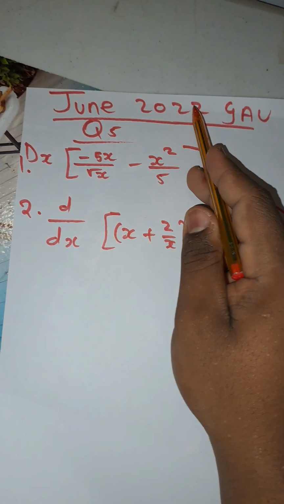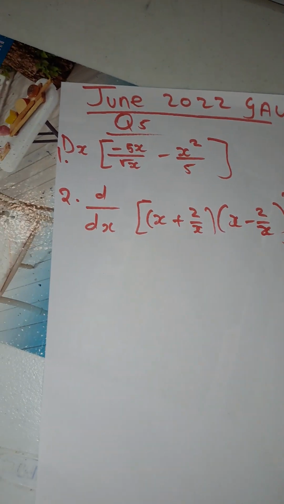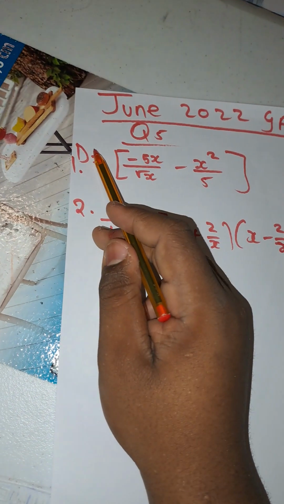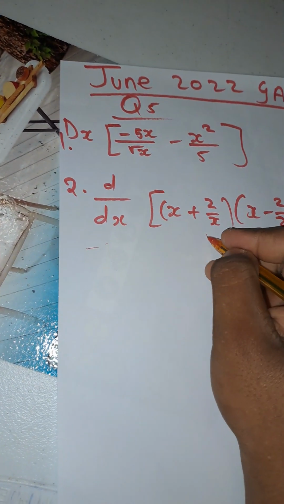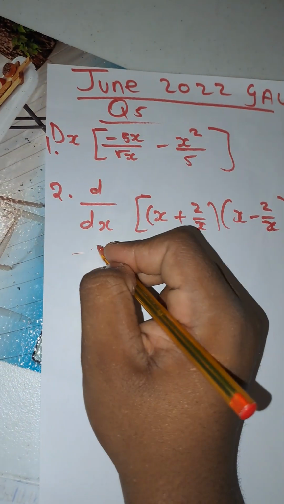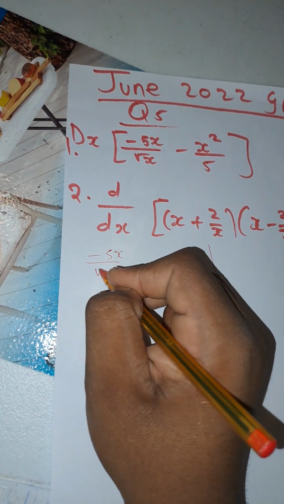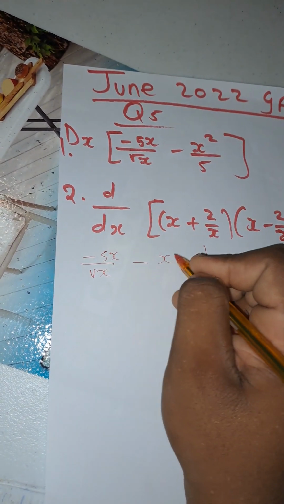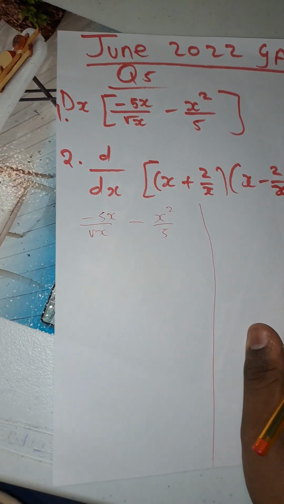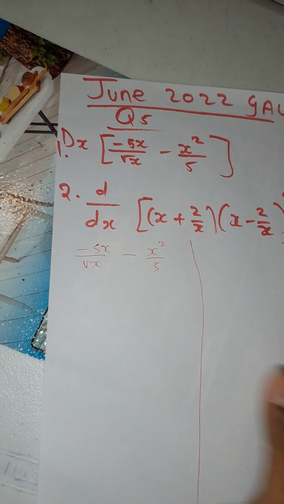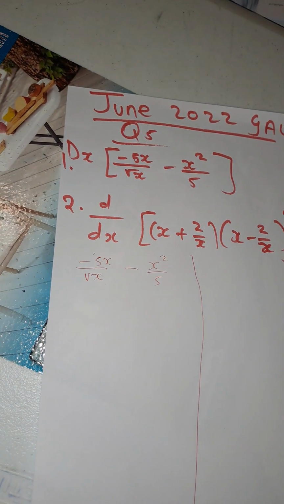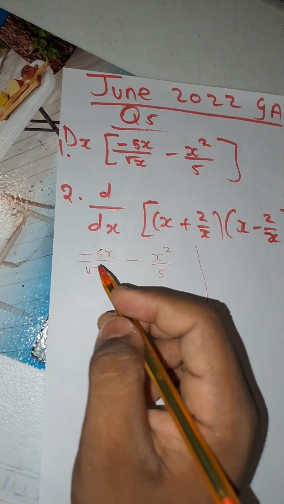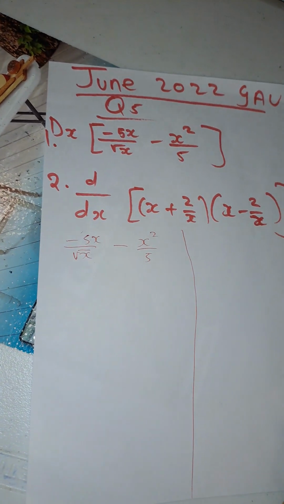It was taken from June 2022 Gauteng. Yeah, I think it's question 5. So this dx, don't mind it. So let's do what we know. So it will be minus 5x over root x minus x squared over 5. So check, I want to show something. Minus 5x, already I don't have to worry. So let me check, I have root x there.